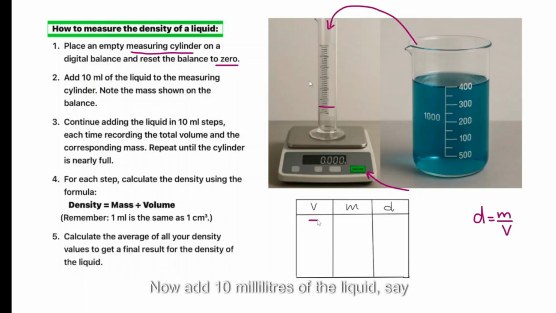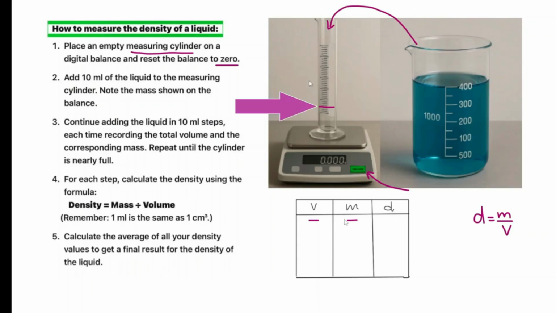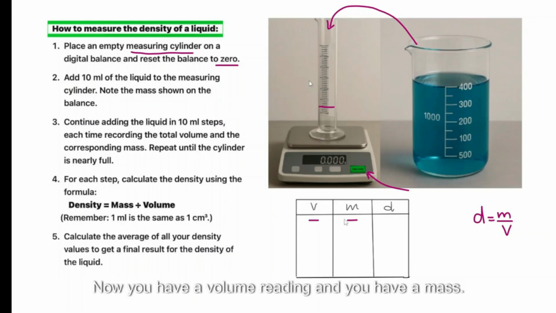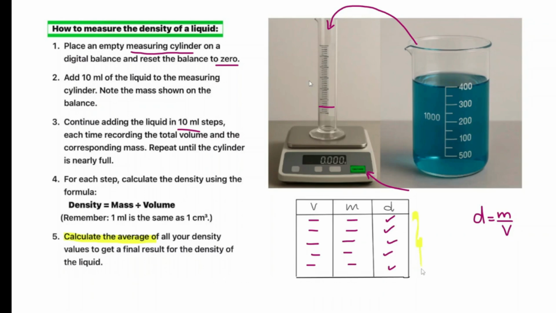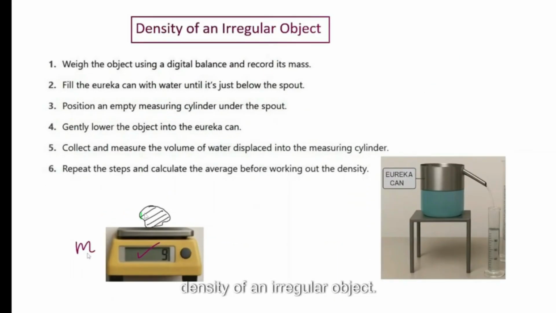Now add 10 milliliters of the liquid, say up to this level. Now you have a volume reading and you have a mass. Divide mass by volume so you get the density. Then you add another 10 milliliters. That is 20 milliliters altogether. Now you have a new mass reading and can calculate the density. Then you need to use these density readings to calculate a mean density of an irregular object.